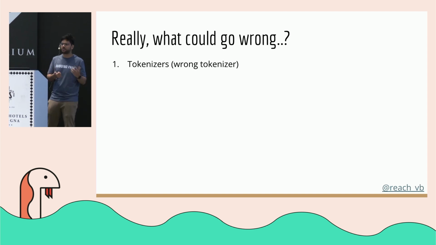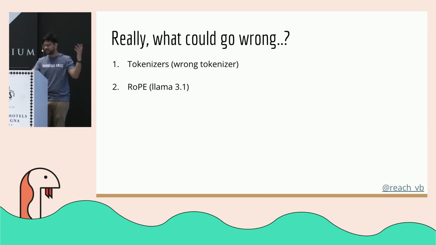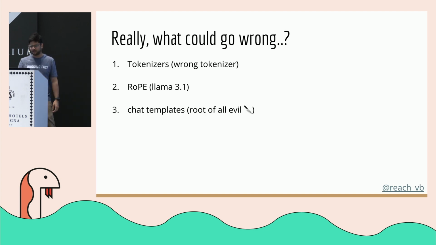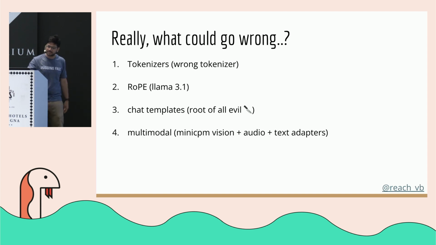Well, you could have wrong tokenizers. This typically happens when you have a new model. Your LLMs just understand numbers. They don't understand text. So tokenizers are what map text to these numbers. You could have just the wrong mapping. There is more on the transformers level, like you could have issues with rope. You could have chat templates. Everything goes wrong when it comes to chat templates.